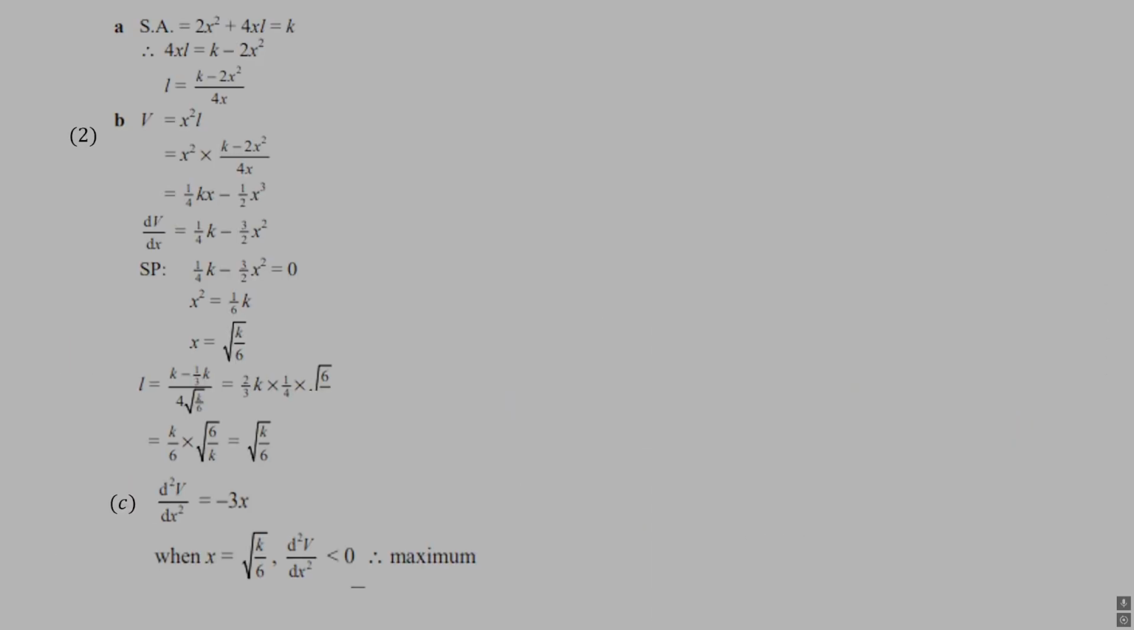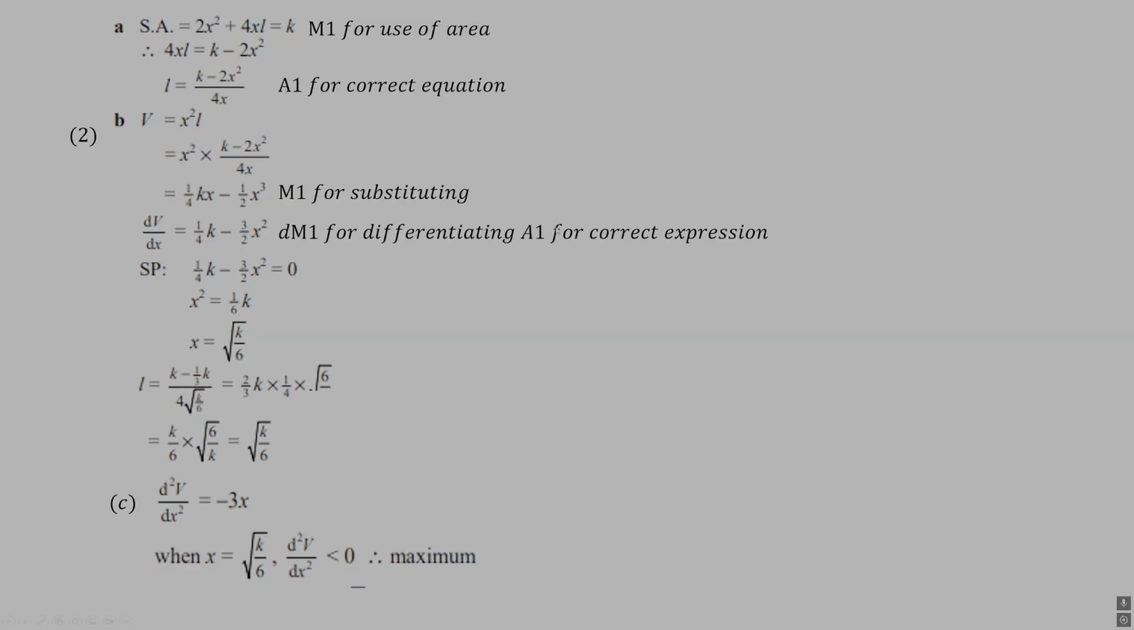Right, this is the differentiation question. So part A, we'll give a method mark for just trying to use this area equation here. Just like finding an expression for the area, and then you get an accuracy mark for just rearranging that into the equation that you want in terms of L. Next, you get a method mark for substituting your value of L into the volume equation that you should know, because it does talk about the volume in the question. You get a mark for just attempting to differentiate, even if you got the function wrong.